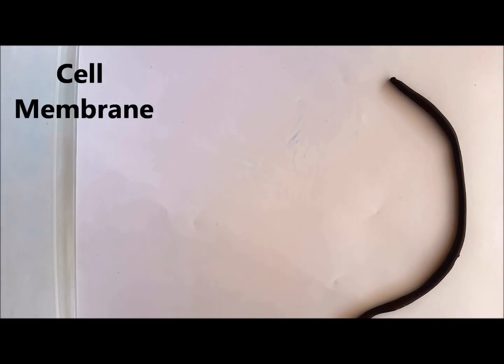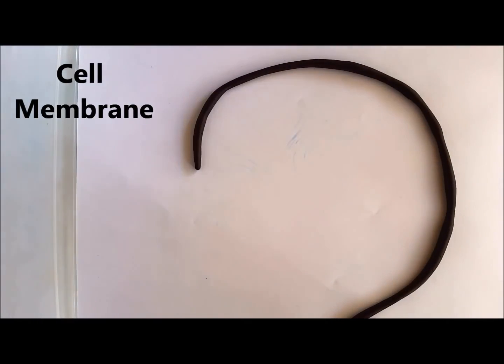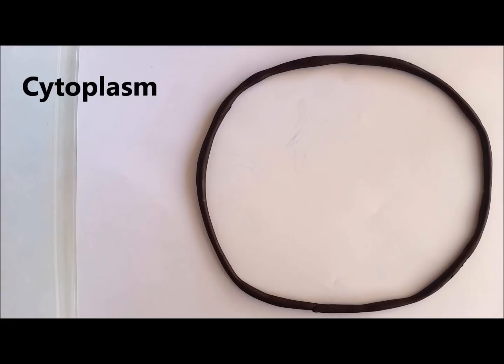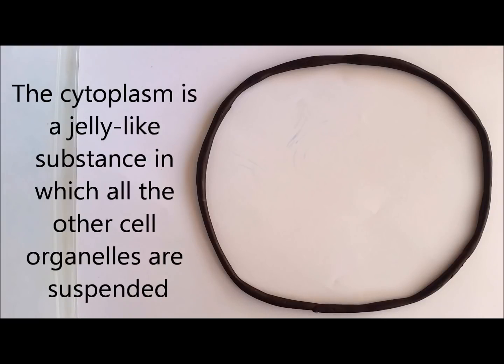So let's begin with the cell membrane, which is a thin, flexible barrier surrounding the outside of the cell, which separates the outside world from the inside of the cell and controls what can and cannot enter or exit the cell. Then we have the cytoplasm. And the cytoplasm is a jelly-like substance which all the other organelles that we're going to look at in this video are suspended in or floating.